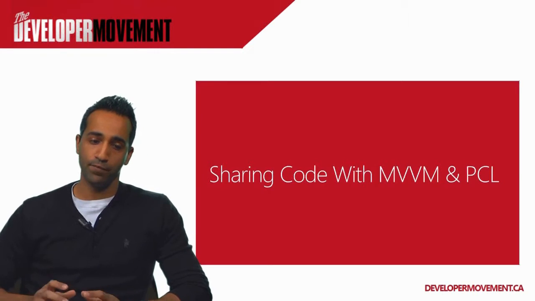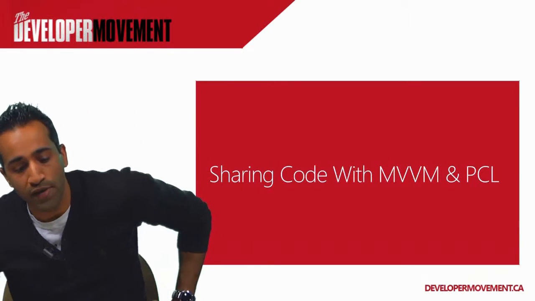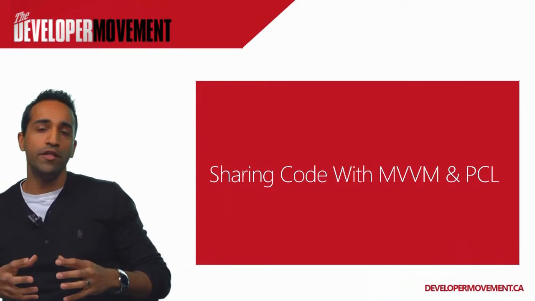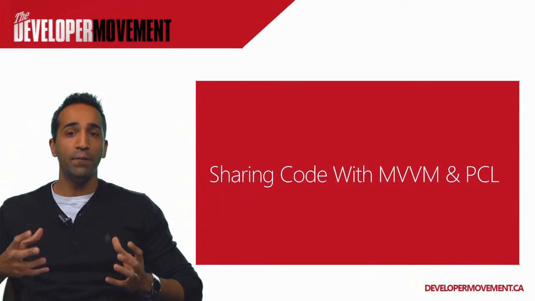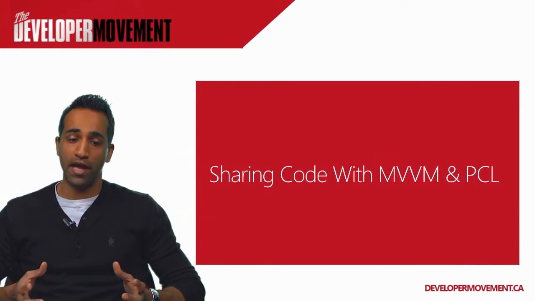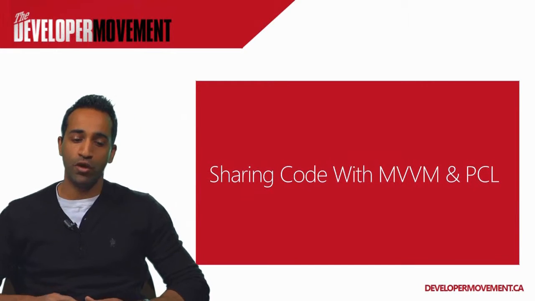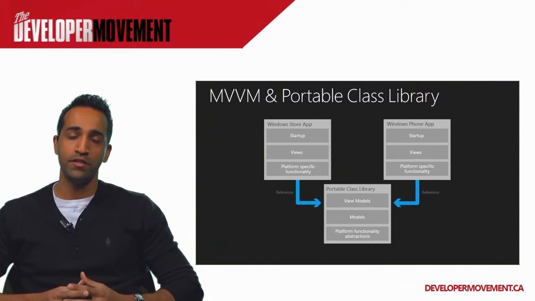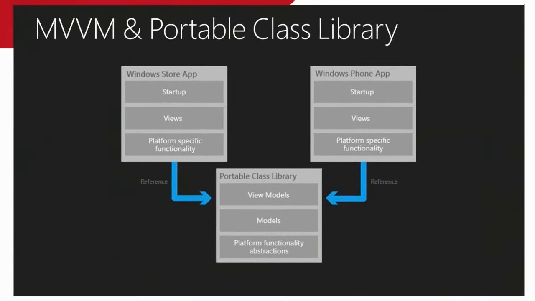So that's PCL. Now we have to bring it all together. We need to be able to use MVVM and PCL together to create code that is portable and reusable across platforms. So before we get into another example that shows all the pieces to this, I want to give you a high-level diagram of what we're trying to achieve.